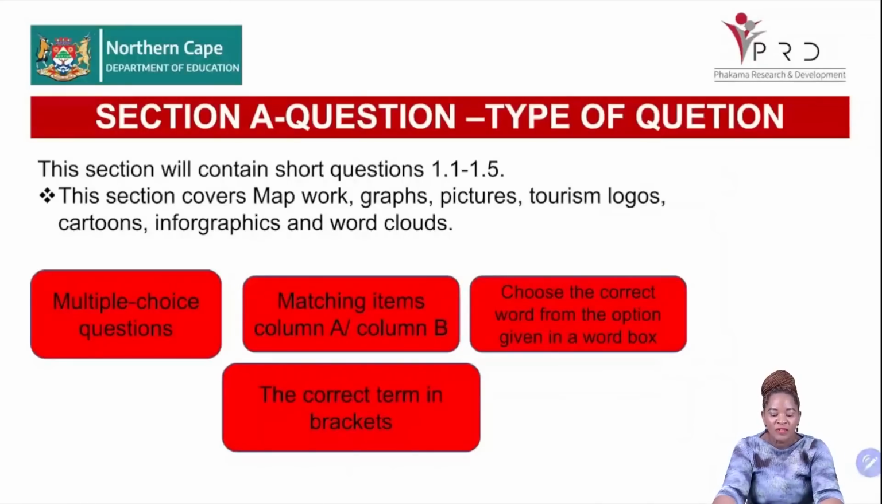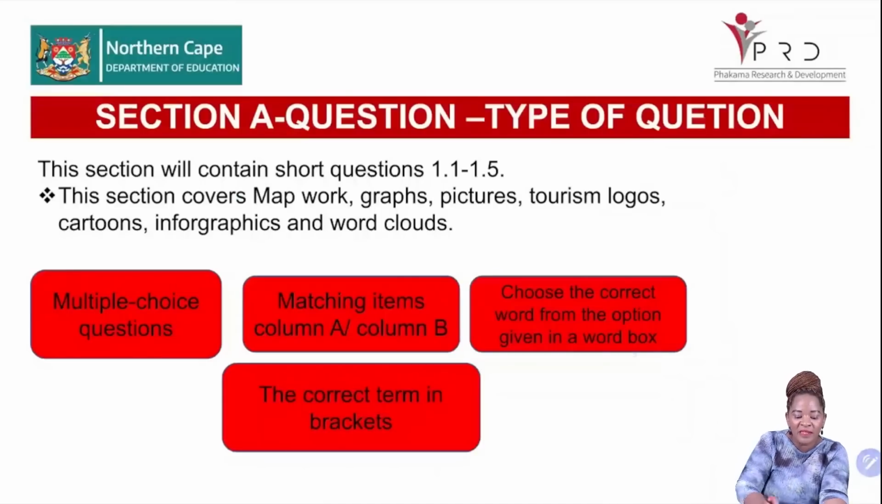Now, in section A, question 1, let us look at the type of questions here. This section will contain short questions 1.1 up to 1.5. This section covers map work, graphs, pictures, tourism logos, cartoons, infographics, and word clouds. So what are you looking at in section A? You are looking at the multiple choice, which carries 20 marks.